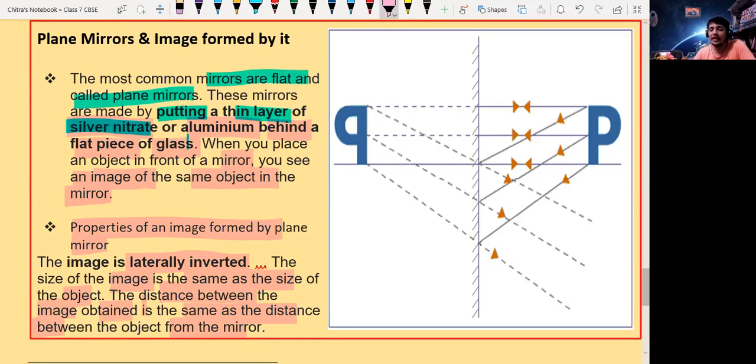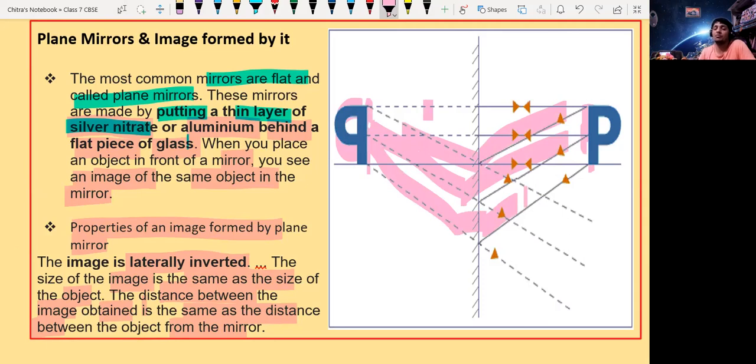So here we have one object, and from here light is coming and is incident on the mirror. After reflection, the light rays reach the mirror back, and the image is formed over here. So the image formed by the plane mirror is inverted, virtual and inverse in configuration.